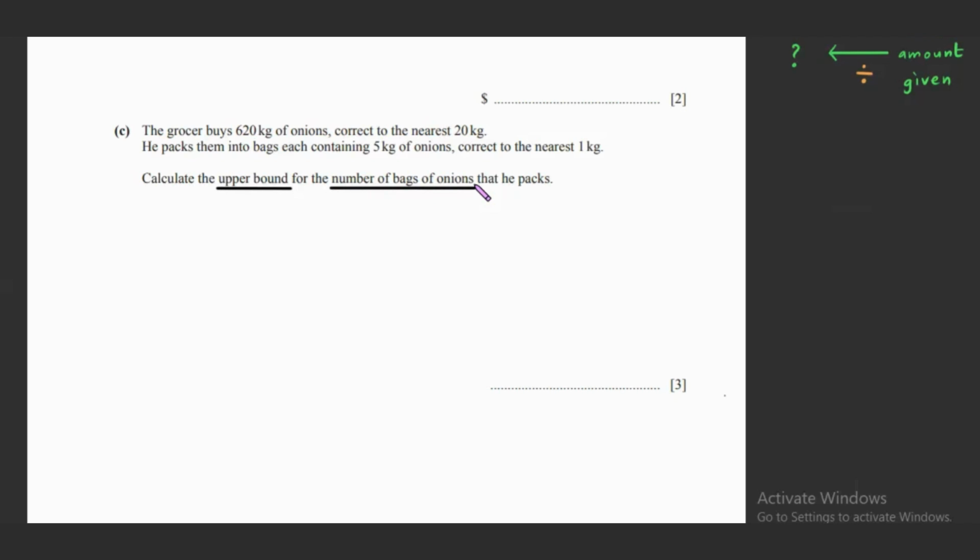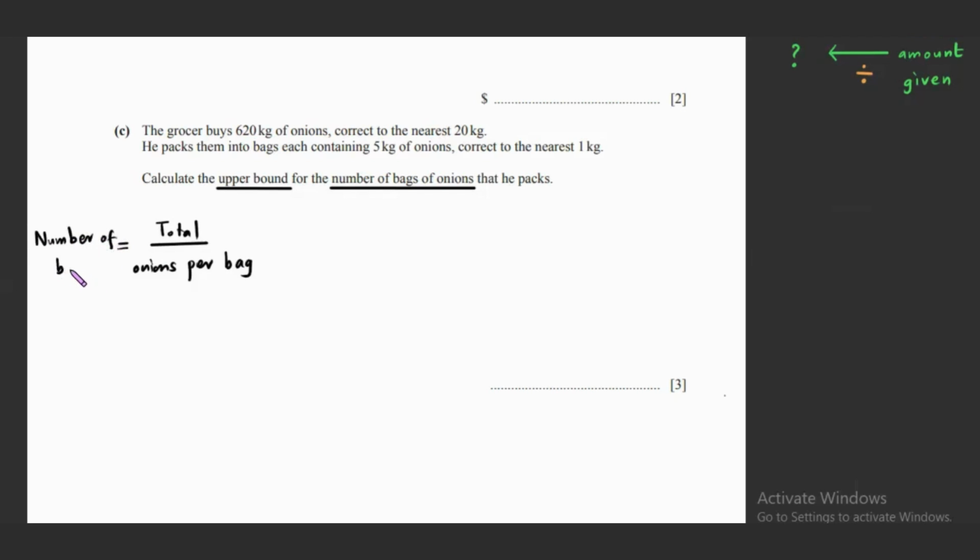To find the number of bags of onions, the total amount of onions that we have should be divided by 5 kilograms of onions. That is the amount of onions per bag. So I'll write it as total divided by onions per bag. So this is what we need to do. This will give us the number of bags.